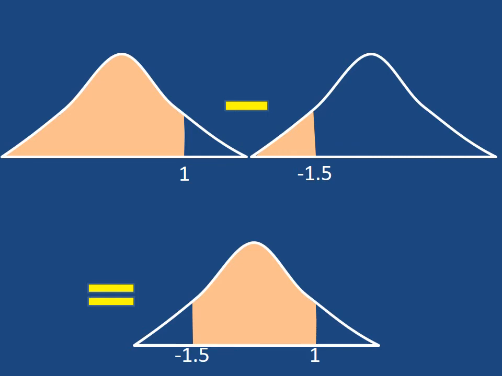The area desired, shown in the bottom curve between minus 1.5 and 1, is equal to the large area to the left of 1, minus the small area to the left of minus 1.5. From the Z table, we will find that the probability that Z is less than 1, the top area on your left, is 0.8413. And the probability that Z is less than minus 1.5, the top area on your right, is 0.0668. Subtracting, we get 0.7745, the probability for the area sought.